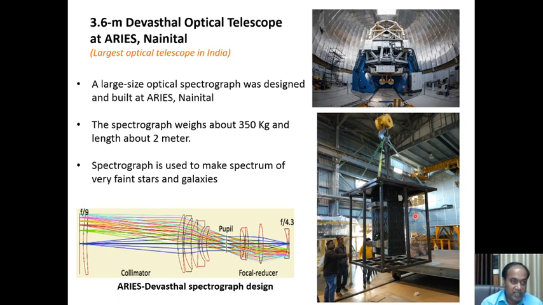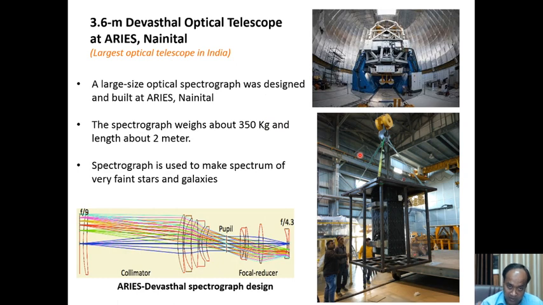And because here in Nainital we have India's largest optical telescope, which is the 3.6 meter Devasthal optical telescope, it has several spectrographs, and one of the spectrographs was designed here and built in ARIES, Nainital. And remember, when the telescope sizes become large, the spectrograph sizes also grow. These spectrographs which we have, for example what we call the ARIES Devasthal spectrograph, is a bulky spectrograph. It weighs 350 kilograms.